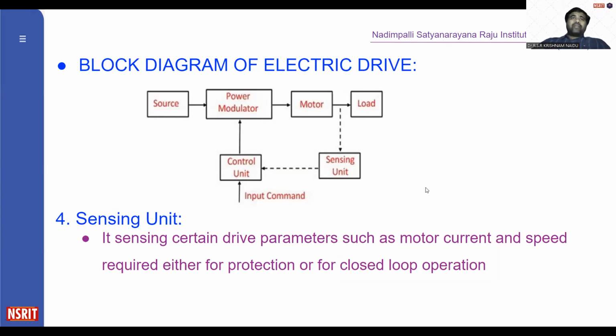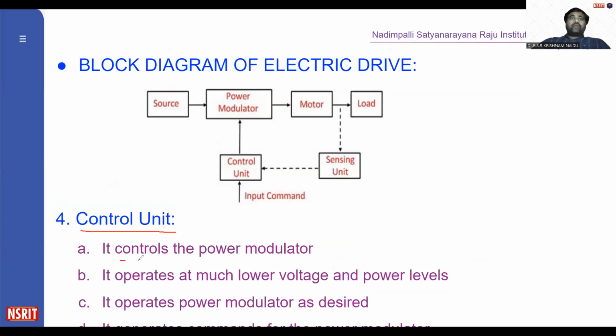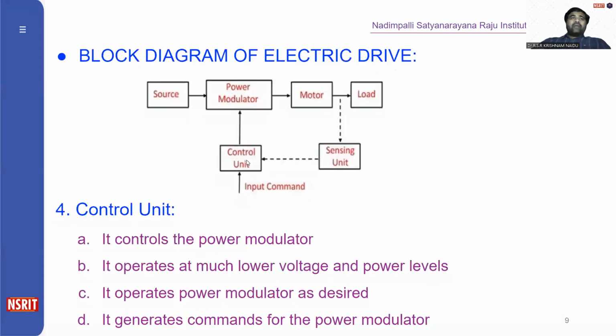And the last one is the control unit. The control unit controls the power modulator, and it operates at much lower voltages and lower powers, because it requires very, very little power. It operates the power modulator as desired, and it generates command signals to the power modulator.